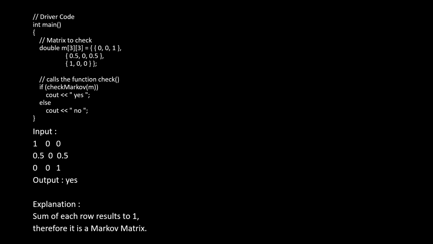This is the input when we give the matrix 1 0 0, 0 0.5 0.5 and 0 0 1. Then the output comes as yes, it is a Markov matrix, because the sum of each row results to 1, therefore it is a Markov matrix.